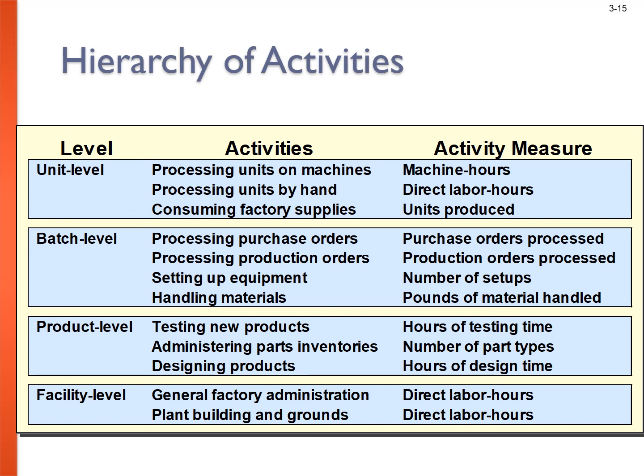Then there are the product level activities. These are those activities related to specific products and typically must be carried out regardless of how many batches or units of the product are manufactured. For instance, testing new products, maintaining parts and inventories, designing products. So this is for a product level overhead.